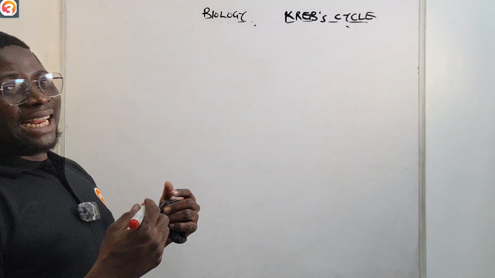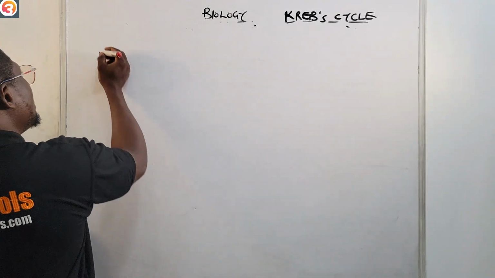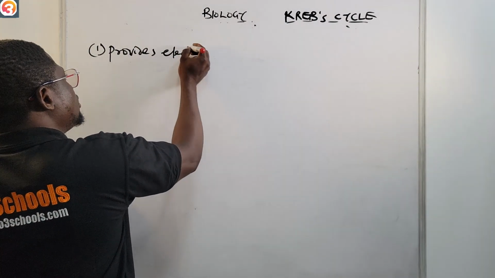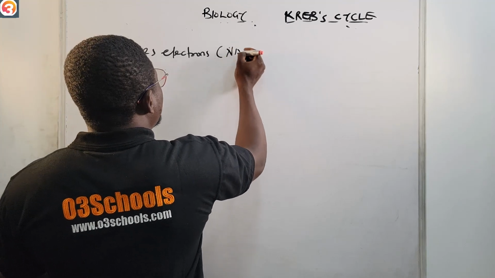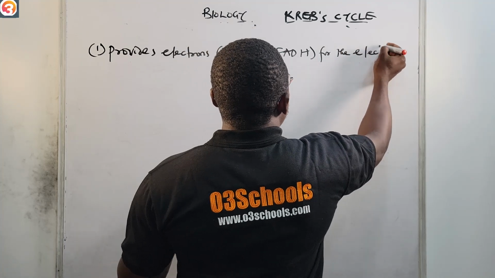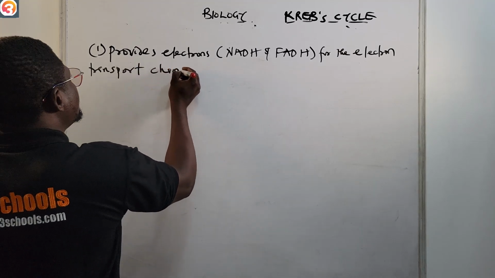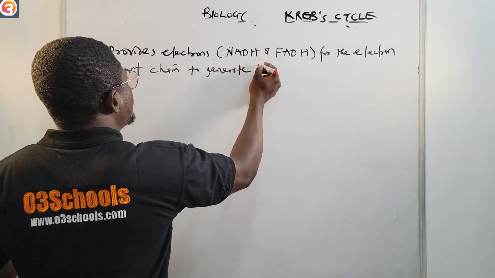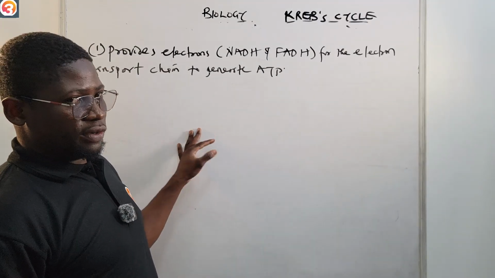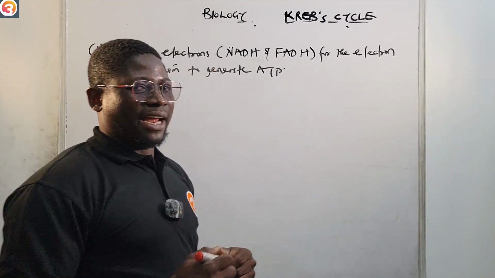Which helps in the electron transport chain. So number 1, the Krebs cycle provides electrons, that is your NADH and FADH, for the electron transport chain to generate ATP, adenosine triphosphate, which is what you are really looking for.